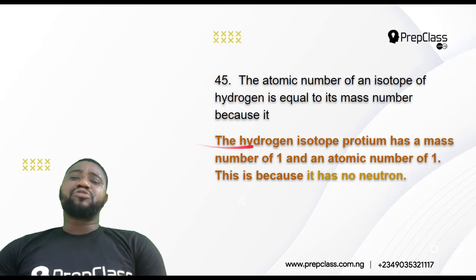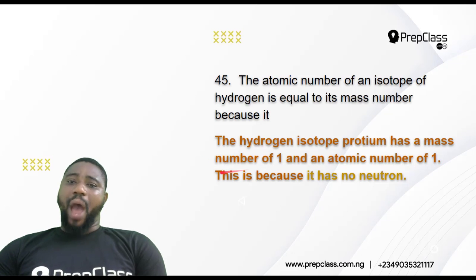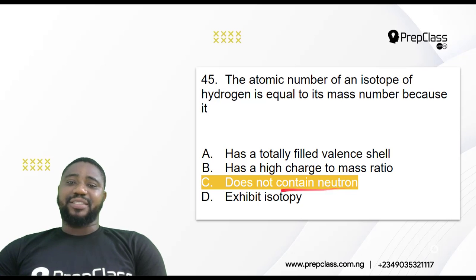So the hydrogen isotope protium has a mass number 1 and atomic number 1. Why? Because it has no neutron. So the only thing that will make the mass number equal to the atomic number is when that atom has no neutron. So the answer is when it does not contain neutron, when it has no neutron.